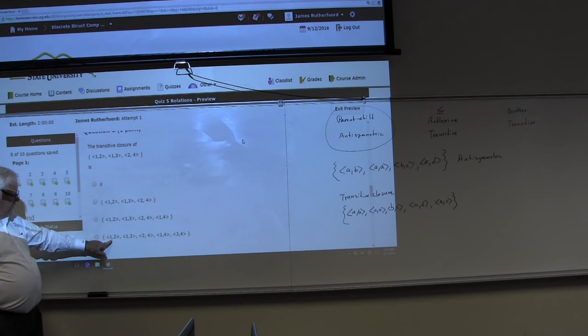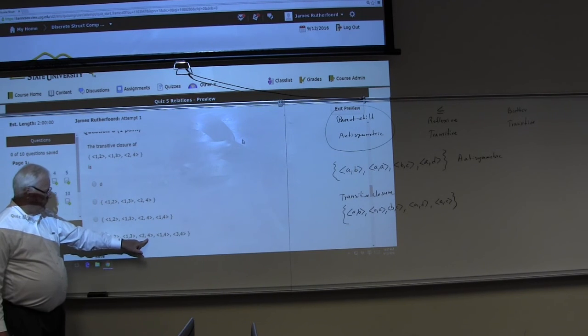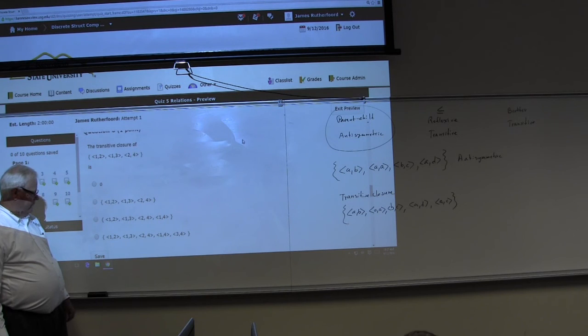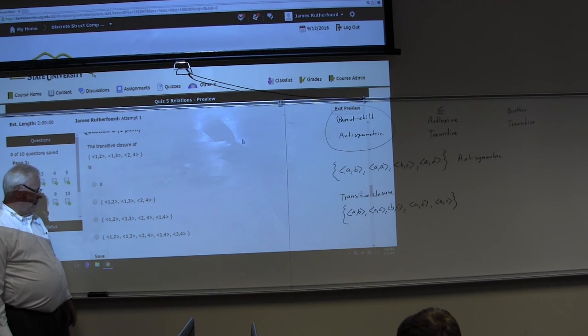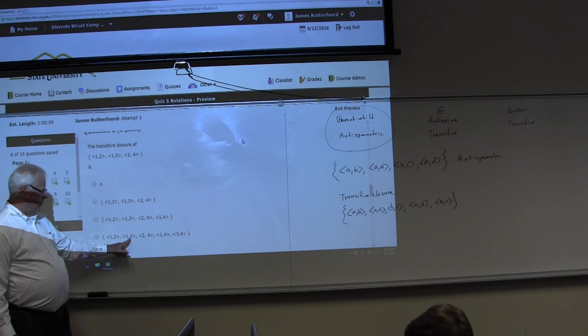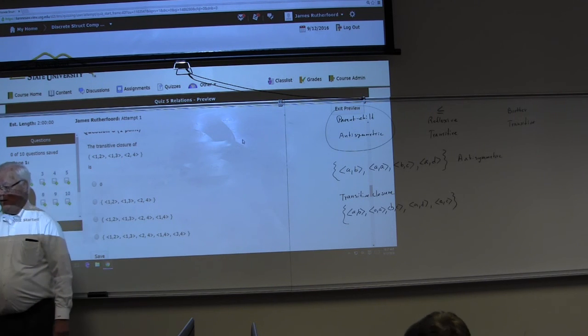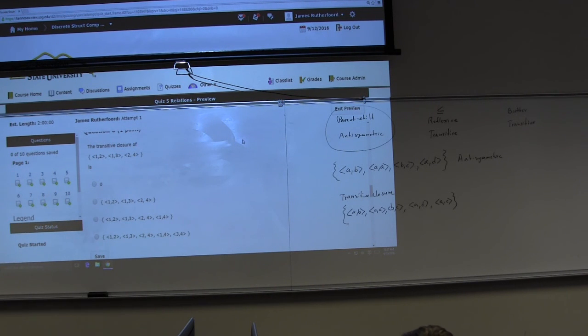Now down here, you got 1, 2, 1, 3, 2, 4, 1, 4, and then they added 3, 4. Does that really add anything? Well, we have 1, 3, 3, 4, 1, 4. That's another transitive, isn't it? It's still transitive, but remember by definition, transitive closure is the minimum you need to add. It's nice they added that, but that's not transitive closure. Does that make sense? Okay.